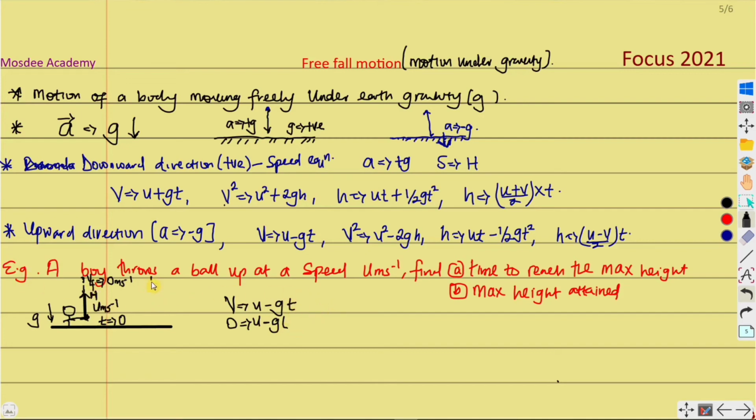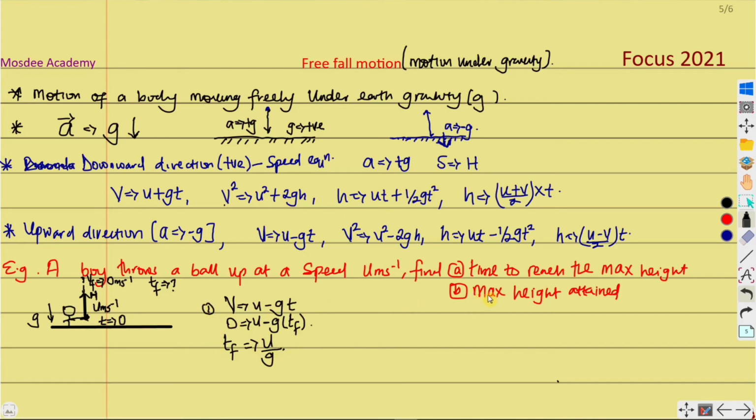We can take the time to be t final for understanding's sake. So if we say this is t final, then making t final the subject of the formula gives us nothing but u divided by g. So that is the first one, and that is the solution to the first question.